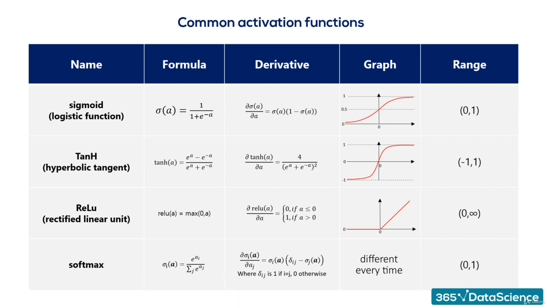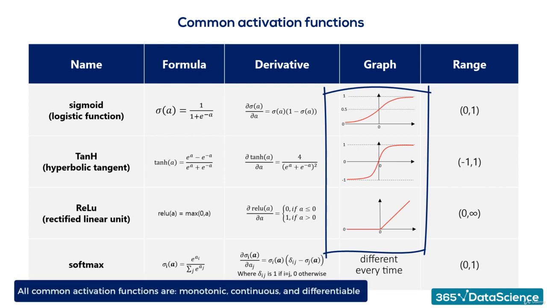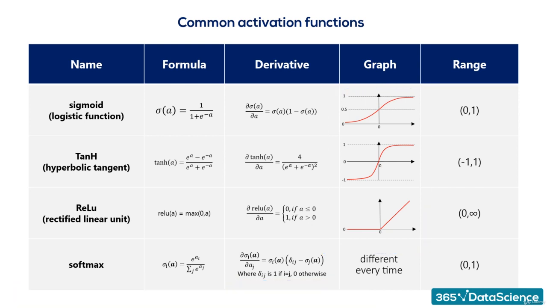So, all these functions are activators, right? What makes them similar? Well, let's look at their graphs. All are monotonic, continuous, and differentiable. These are important properties needed for the optimization process. As we are not there yet, we will leave this issue for later.